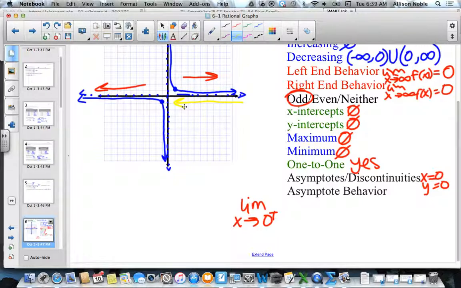As it approaches 0, our graph is shooting up and is approaching positive infinity. So the limit as x approaches 0 from the right for our function f of x is equal to positive infinity. And similarly, the limit as x approaches 0 from the left, which is why we have that negative there, of f of x. If we look at this yellow line, as we're approaching 0 from the left, our graph is shooting down, so it's approaching negative infinity.